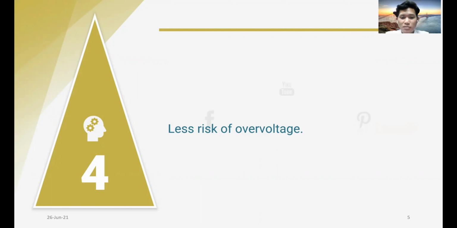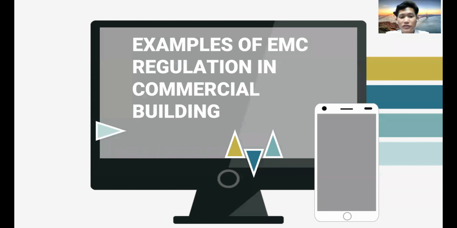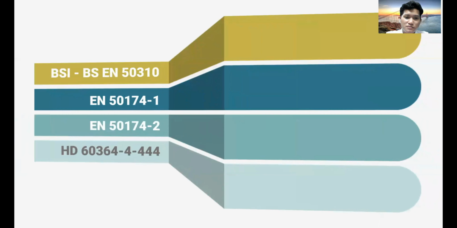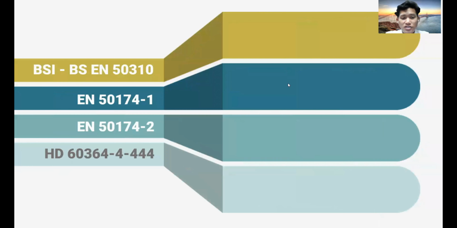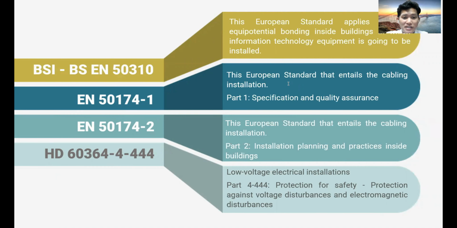Moving on to the next part, the examples of EMC regulation in commercial buildings. The first regulation is the BS EN 50310, which is a European standard that applies to the equipotential bonding inside buildings in which information technology equipment is going to be installed.